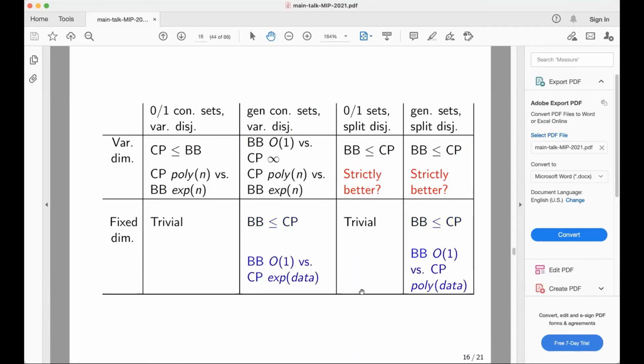And you can also create examples where, if you fix on the variable disjunction family, the gap is actually constant versus exponential. So branch and bound can be much, much better. If you go to more general split disjunctions, then the gap becomes constant versus polynomial. We have not been able to establish constant versus exponential. In fact, this is another big open question that I'm happy to talk about after the talk. Okay, I see that I'm running out of time and I have only 2 more minutes left.